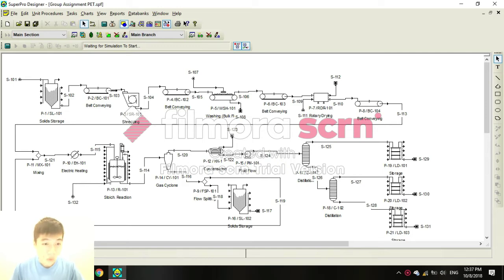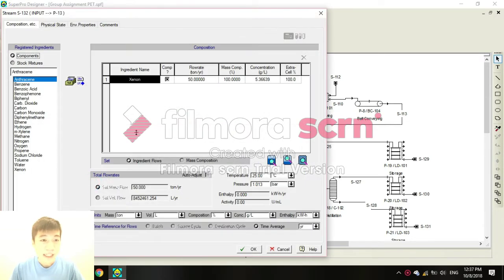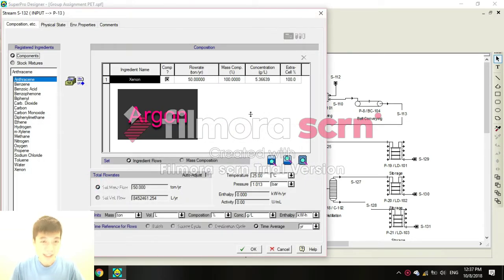As for going to the pyrolysis reactor, we need to put in the inert gas, which is xenon in this case, at 50 ton per year. The reason for putting in inert gas is to stabilize the pyrolysis reactor, because hydrogen gas is highly reactive. So we need at least 50 ton per year, according to the amount of PET, and also 0.05% of the PET.